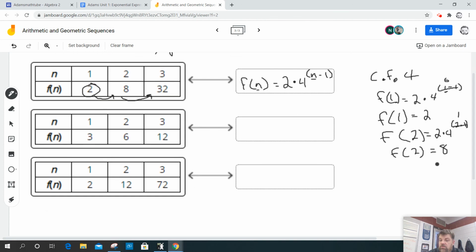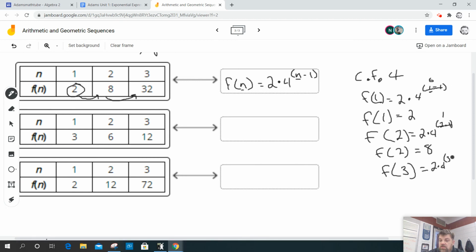And if we scroll down and we do f of 3, then that's going to be 2 times 4 raised to the 3 minus 1. Which is really 2. So then I've got 2 times 4 squared, which is 16. 16 times 2 is 32. All of those are true, right? So that's that one. Now, you just basically got to do the same thing here.